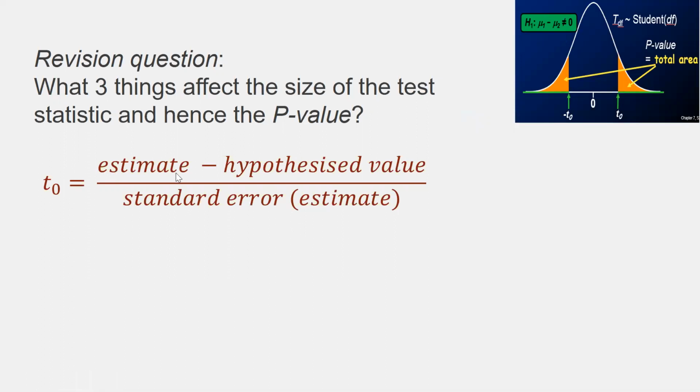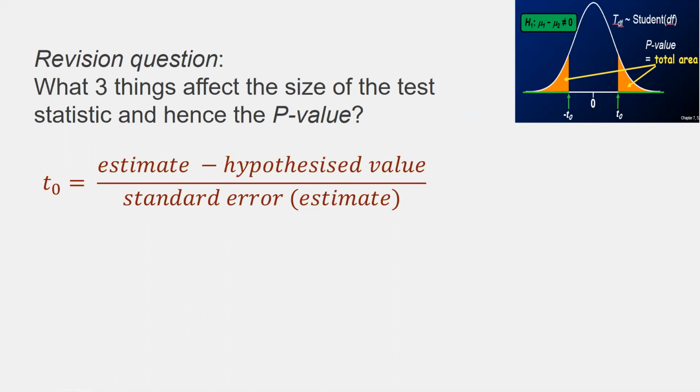So we've got our estimate and our hypothesized value. Now for the tests we've been doing so far that have alternative hypotheses that look like this, our hypothesized value is 0. So far we've not seen a hypothesized value that's not 0, but watch out, we will see one. But so far it's always been 0.